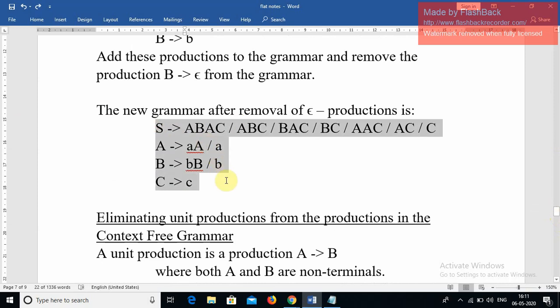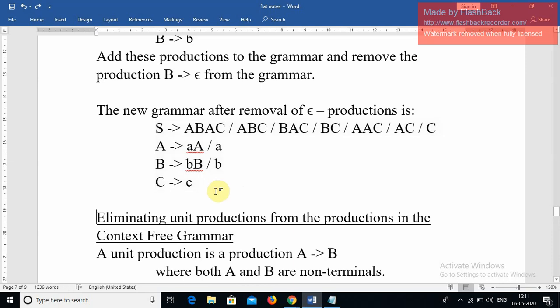Initially this grammar was given, with epsilons, A to epsilon, B to epsilon, two null productions, and finally this is the grammar we have after removing epsilon productions.